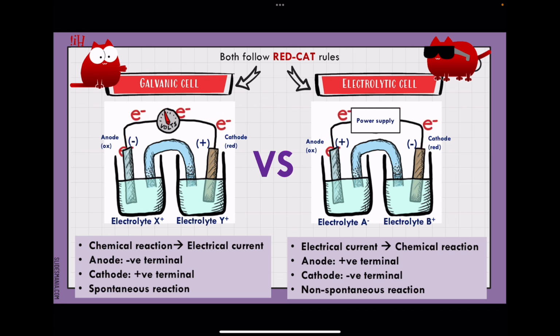In galvanic or voltaic cells, a spontaneous chemical reaction produces electrical energy. The anode is the negative terminal and the cathode is the positive terminal. In contrast, in an electrolytic cell, electrical energy is used to drive a non-spontaneous chemical reaction. Here, the anode is the positive terminal and the cathode is the negative terminal. So remember, galvanic cells produce electricity while electrolytic cells consume electricity.